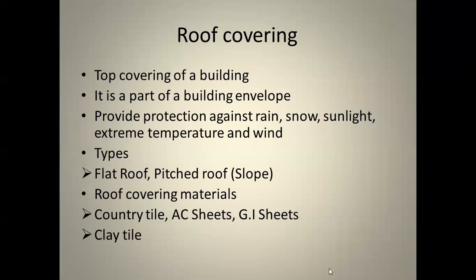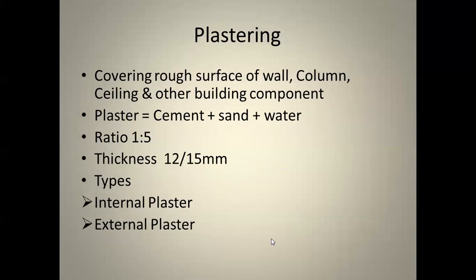Okay, so these are the four things. Plastering, which is made up of cement, sand, and water, covering the rough surface of wall, column, ceiling, and other parts of the building. Ratio 1 is to 5, thickness 12 to 15 mm, internal plaster and external plaster. Make sure when you are doing the external plaster, we have to provide the grooves at the joints.